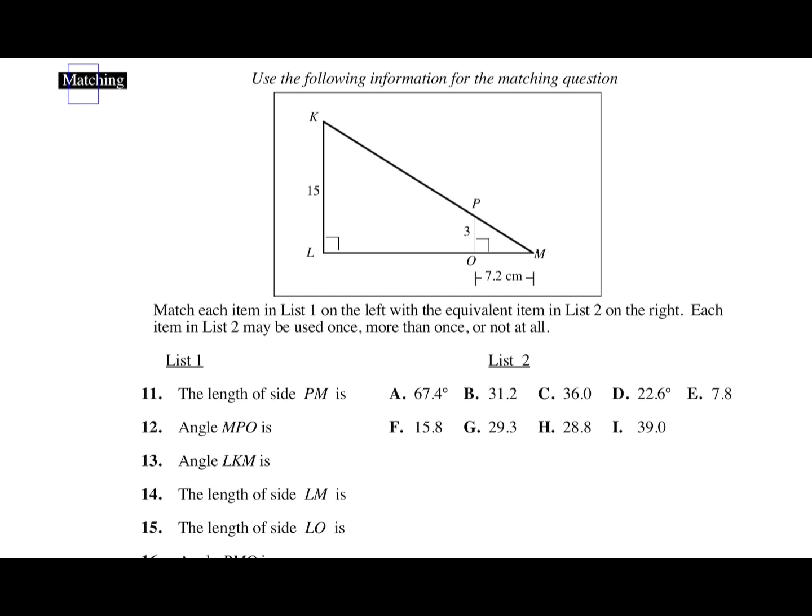And then for the last one, number 11, based on the Pythagoras theorem, PM squared equals 3 squared plus 7.2 squared, so PM squared equals 60.84, and PM is about 7.8. Okay, so the answer is E.